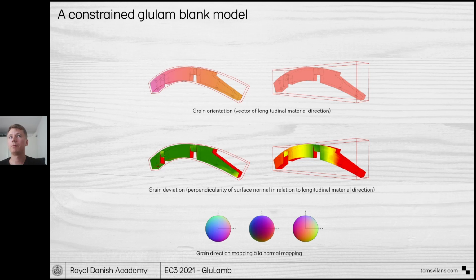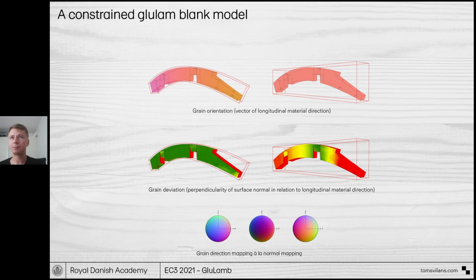GluLamb offers a couple of basic visualization tools for qualitative analysis of GluLamb elements. The fiber orientation analysis maps the longitudinal material direction of the blank onto the design geometry as a color, using the same principle as normal mapping in computer graphics. This allows a fast identification of similar design geometries that are cut from different types of blanks.